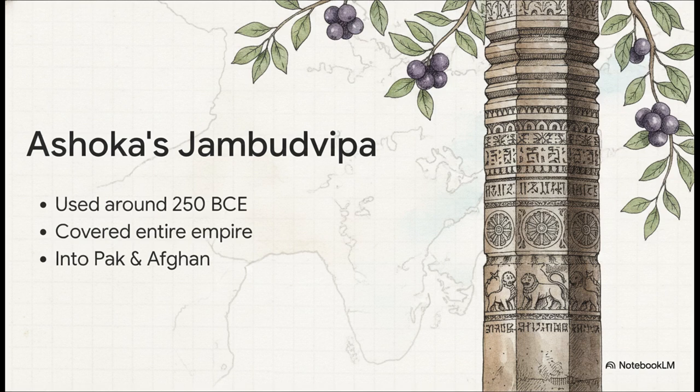And Ashoka's empire was certainly no small territory. When he used Jambudvipa to describe his realm, he meant a staggering geographical area. We're talking modern-day India, modern-day Bangladesh, Pakistan, and even parts of Afghanistan. Jambudvipa was a term of grand imperial scale, but firmly rooted in local nature.